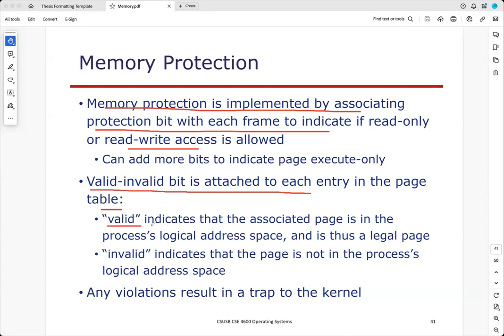If this bit is valid, it indicates that the associated page is in the process logical address space. So this is a legal page. Invalid indicates that the page is not in the process logical address space. This is an illegal page. If a process tries to access an illegal page, it will cause a trap to the operating system.